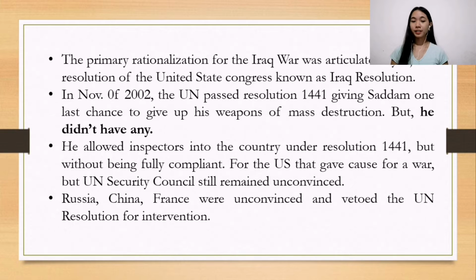Remember that Saddam ruled through fear, and the idea that he had weapons of mass destruction was a major part of that. He allowed inspectors into the country under Resolution 1441, but without being fully compliant, meaning he was not supportive and not willing to cooperate with the inspectors. For the US, that gave cause for a war, but the United Nations Security Council still remained unconvinced. They couldn't make a decision and were still in doubt. Russia, China, and France were unconvinced and vetoed the UN resolution for intervention, because those three countries think that Saddam really doesn't have any weapons of mass destruction.